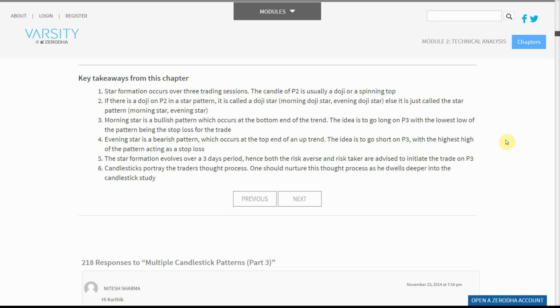The star formation evolves over a 3 days period. Hence both the risk-averse and risk-taker are advised to initiate the trade on P3. Candlesticks portray the trader's thought process. One should nurture this thought process as he dwells deeper into the candlestick study.